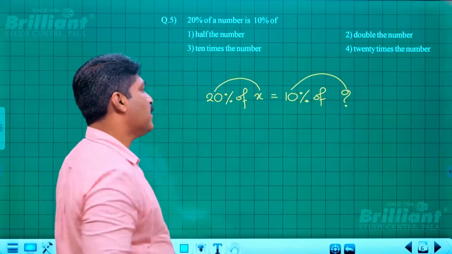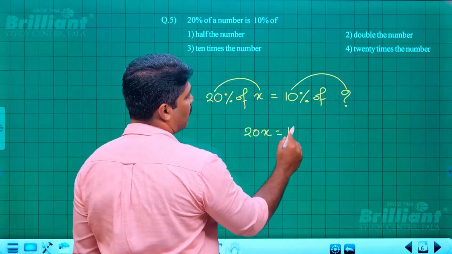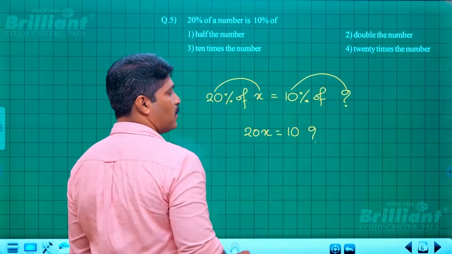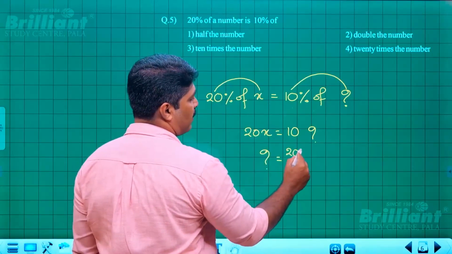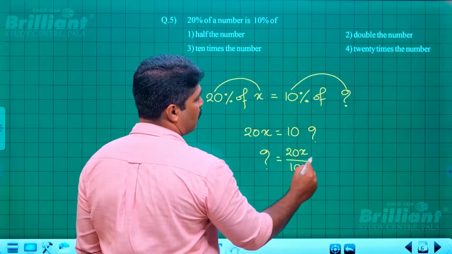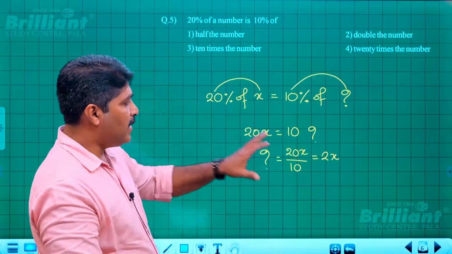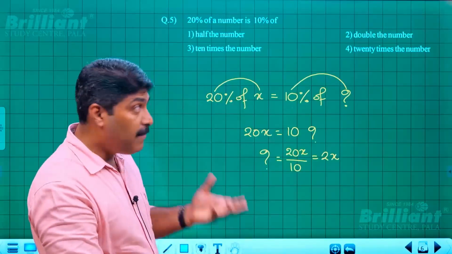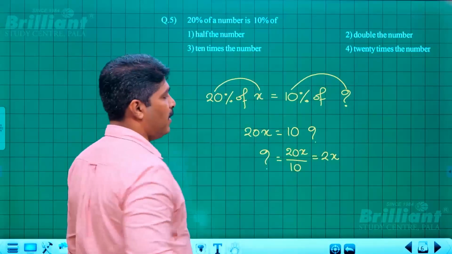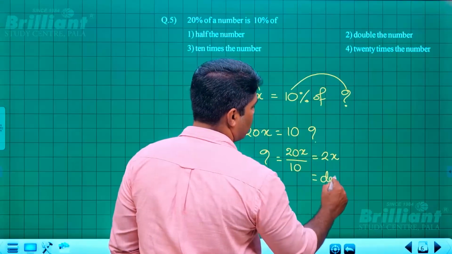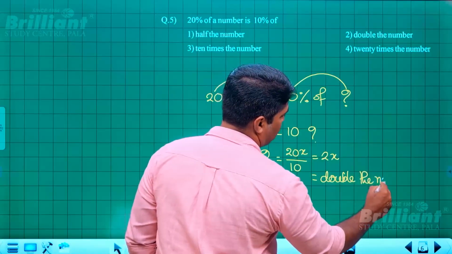So 20 into x equals 10 into question mark. So 20 into x is equal to 10 into something. Therefore, what is this something? That is 20x by 10, which is equal to 2x. What it means is that it is double the number x. So this 2x is double the number. So therefore, our answer is double the number.